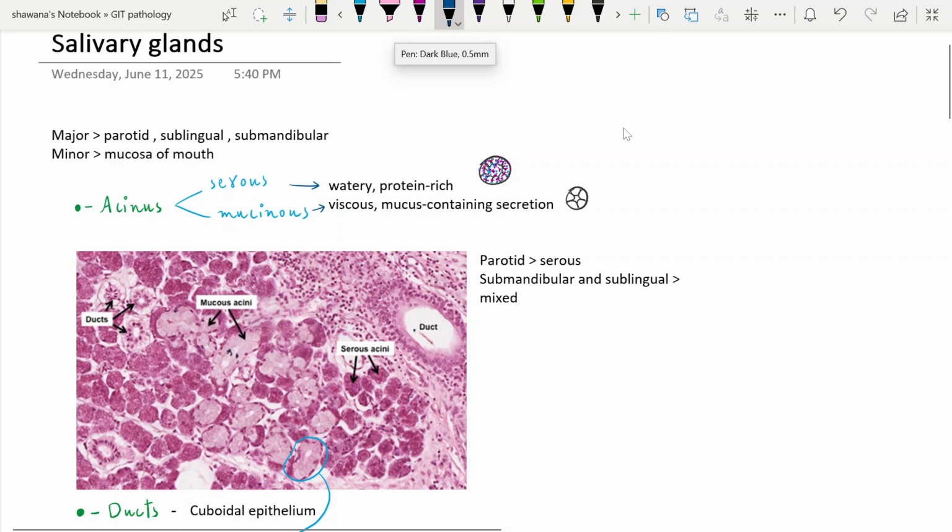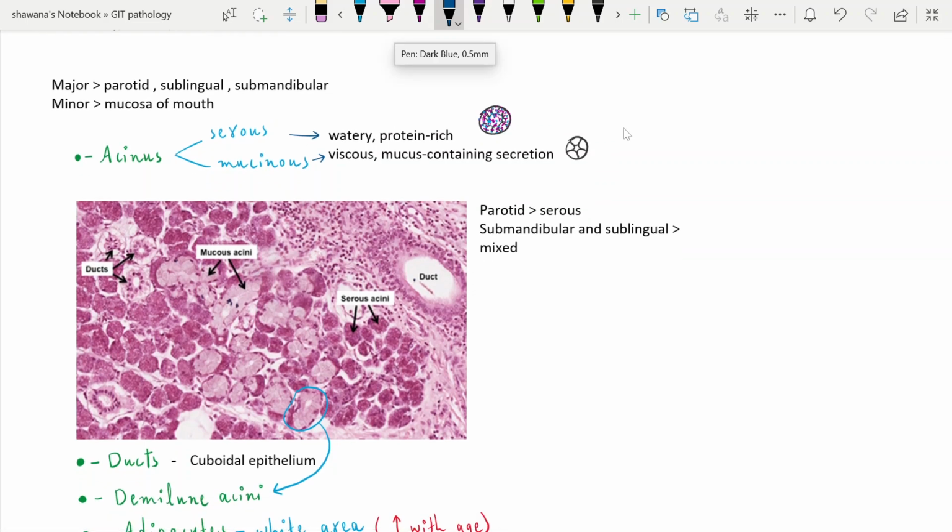Today we'll start the pathology of the GIT, the gastrointestinal tract, starting from the salivary glands and then discussing the esophagus, moving down towards the stomach and then the intestines. So let's get started. As you know, salivary glands are of two types: major and minor salivary glands. Major includes three pairs: parotid, sublingual, and submandibular. And the minor contains the minor salivary glands.